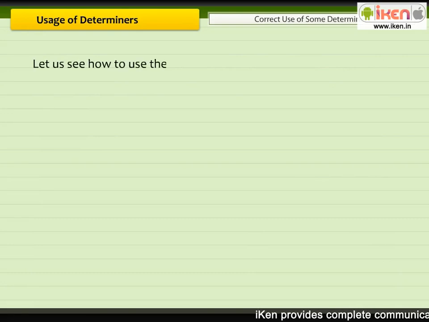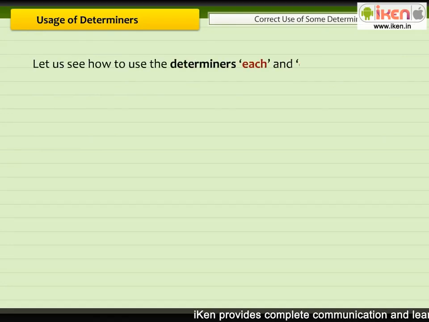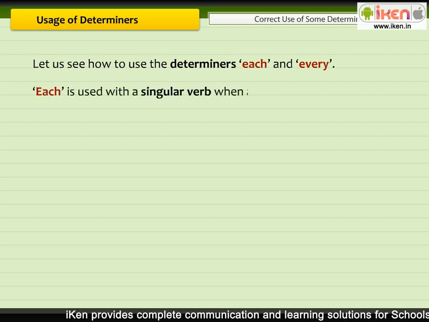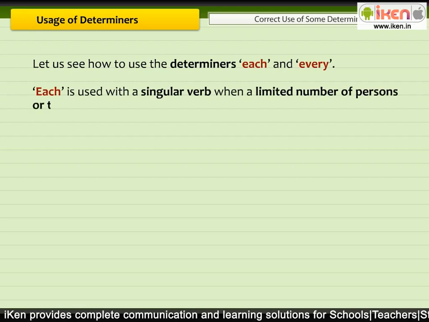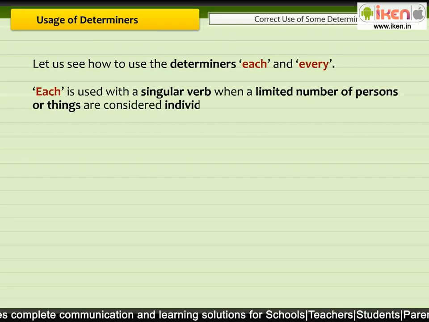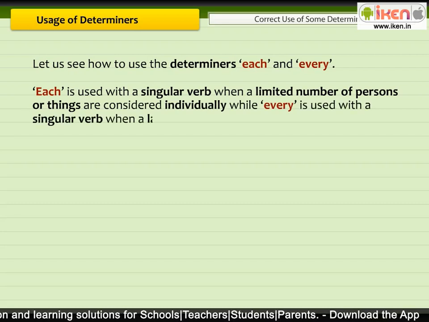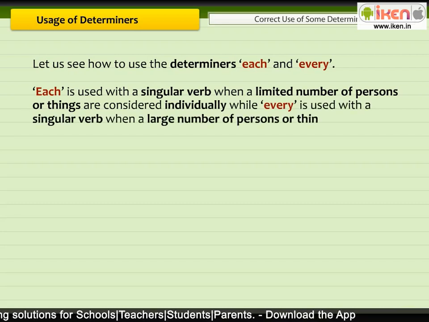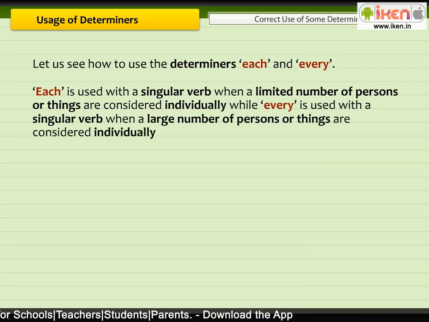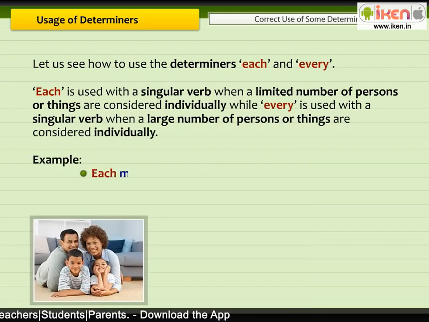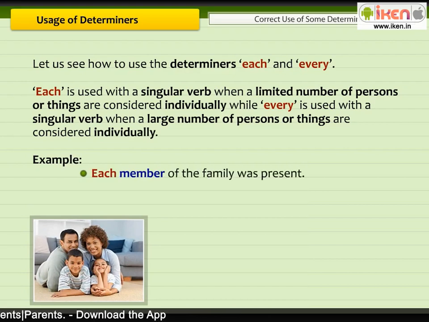Let us see how to use the determiners each and every. Each is used with a singular verb when a limited number of persons or things are considered individually, while every is used with a singular verb when a large number of persons or things are considered individually. For example, each member of the family was present. Each is used to refer to a limited number of persons, in this case, each member of the family.